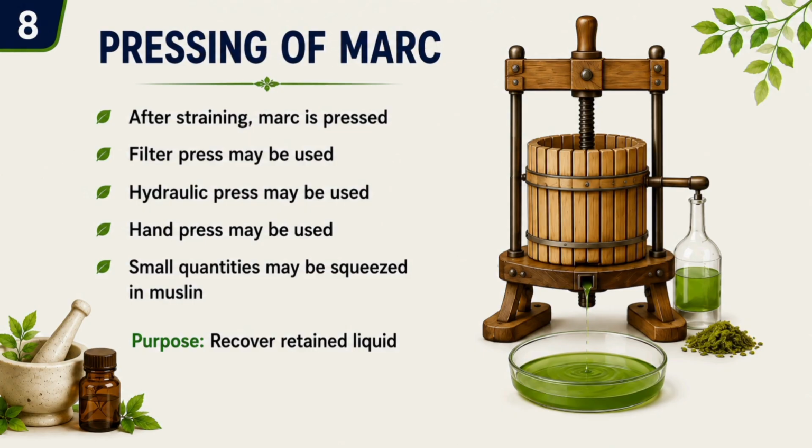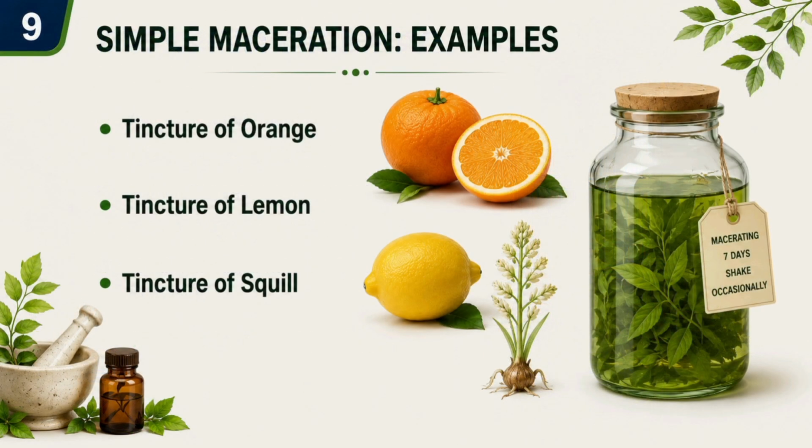Okay, and simple maceration examples. Examples of preparations made using maceration include tincture of orange, tincture of lemon and tincture of squill. Look at orange peel. It contains aromatic and soluble constituents. When a suitable menstruum contacts the material for a sufficient time, these constituents are extracted. The same general principle applies to the lemon and squill preparations also.